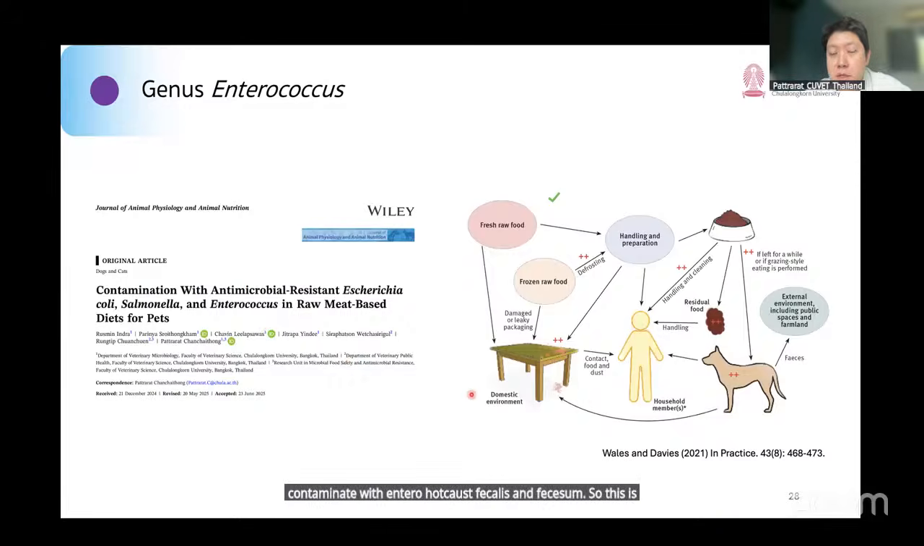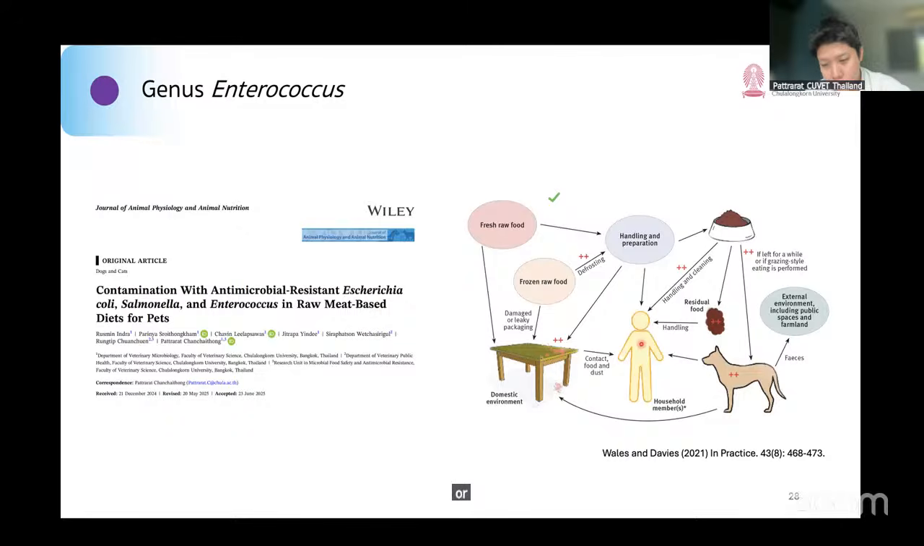So this is a new pathway for the transmission of Enterococcus from livestock animals to pets. And this is not only contamination by foodborne bacteria when the owner prepares food in the household, in the kitchen. So there might be some contamination in the household environment and to dog or cat owners.